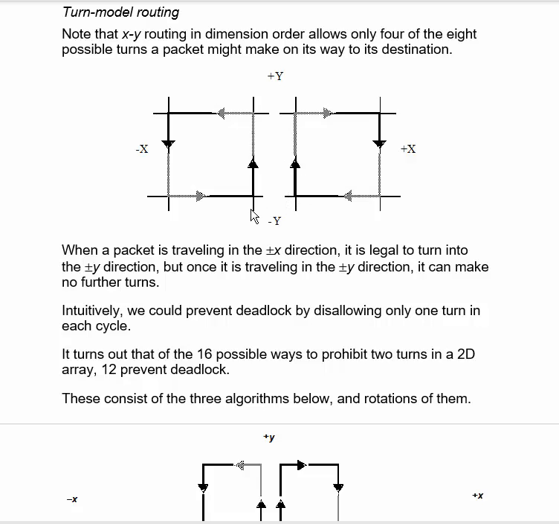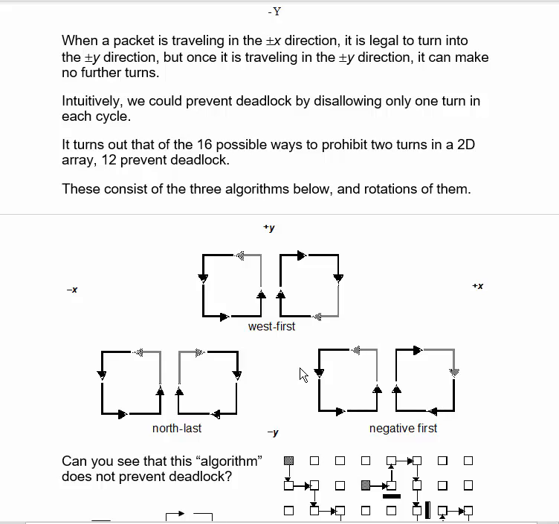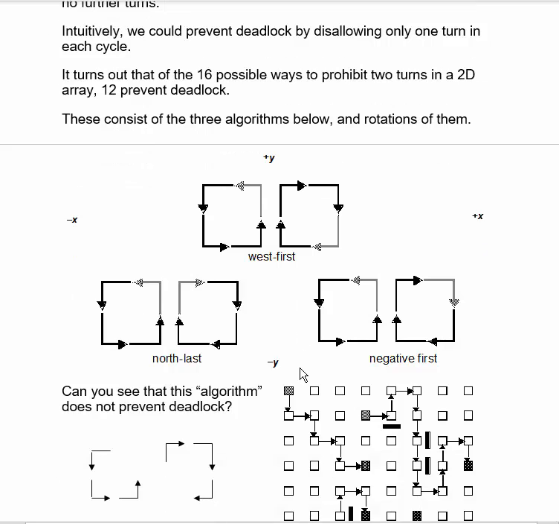But turn model routing allows only those turns that first move in the x direction and then turn to the y direction. And of the eight possible turns in both cycles, only 4 of those qualify. Well, it turns out that we can prevent deadlock by disallowing only 1 turn in each cycle, and that gives us 16 possible ways to prohibit turns in a 2D array, 12 of which prevent deadlock. These consist of these 3 algorithms: west first, north last, and negative first, and rotations of them.